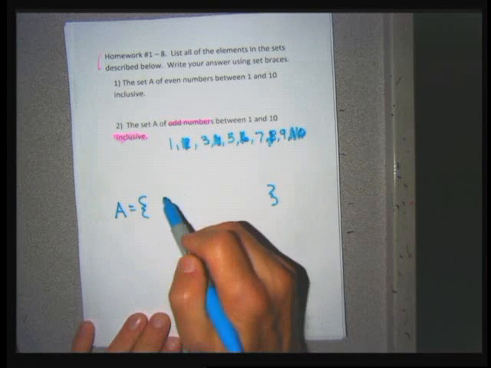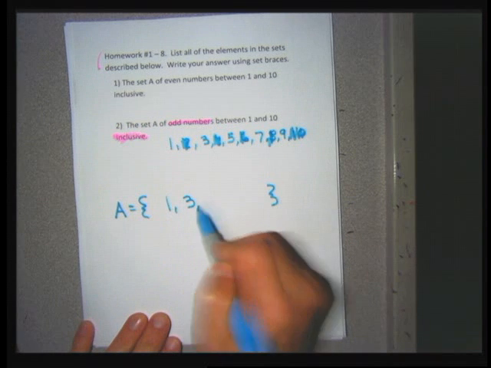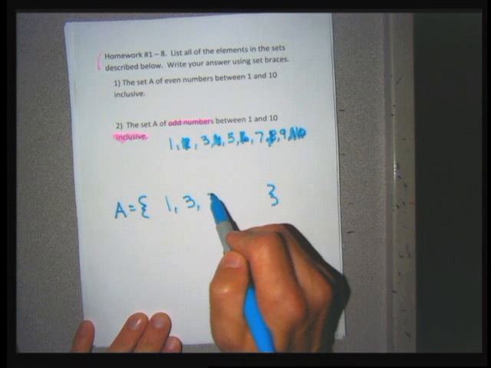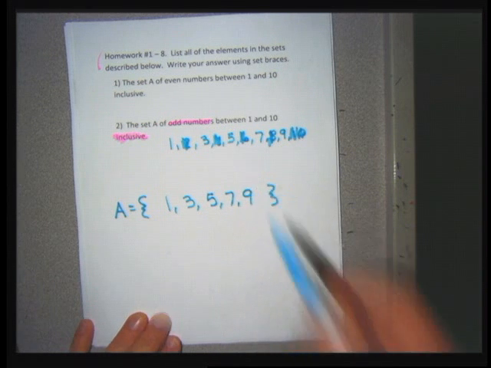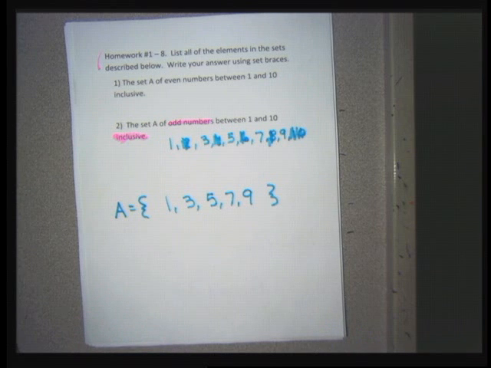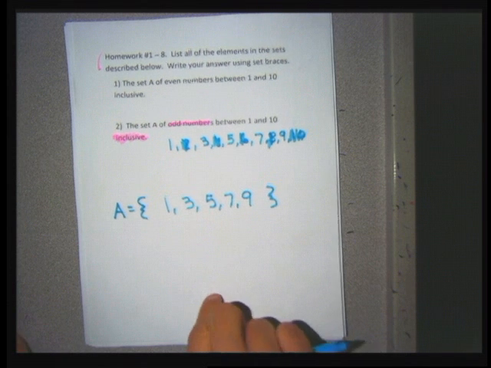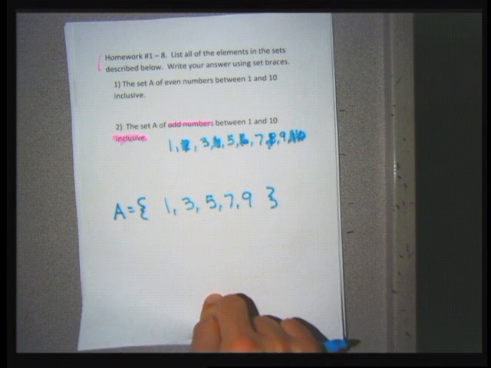So to be inside my set, I have to be between 1 and 10 inclusive, which means I'm allowed to include the 1 and the 10 if they fit the set definition, but it also has to be odd. So my set A is just going to have the numbers 1, 3, 5, 7, and 9. All right, so that should inspire you to do problem 1. So you can pause the video and do problem 1 and check your answer.